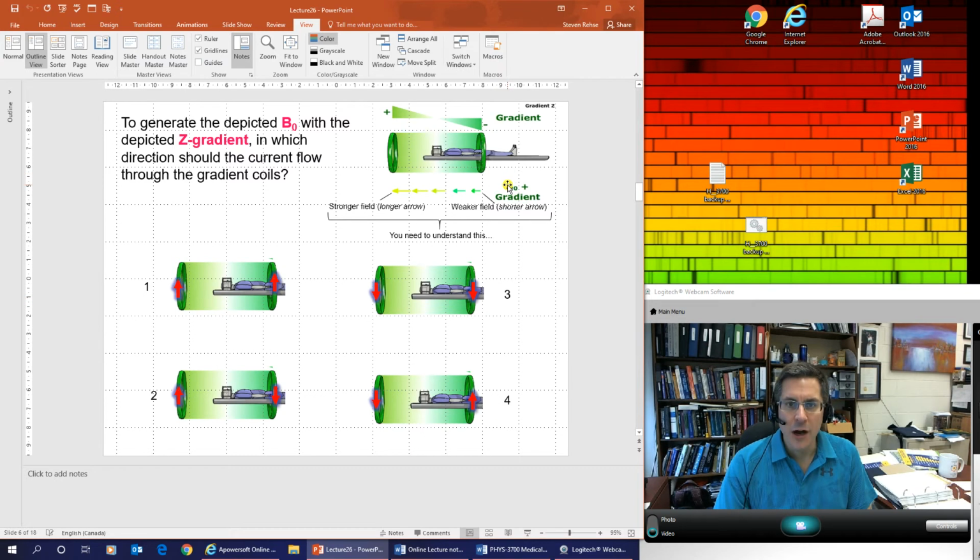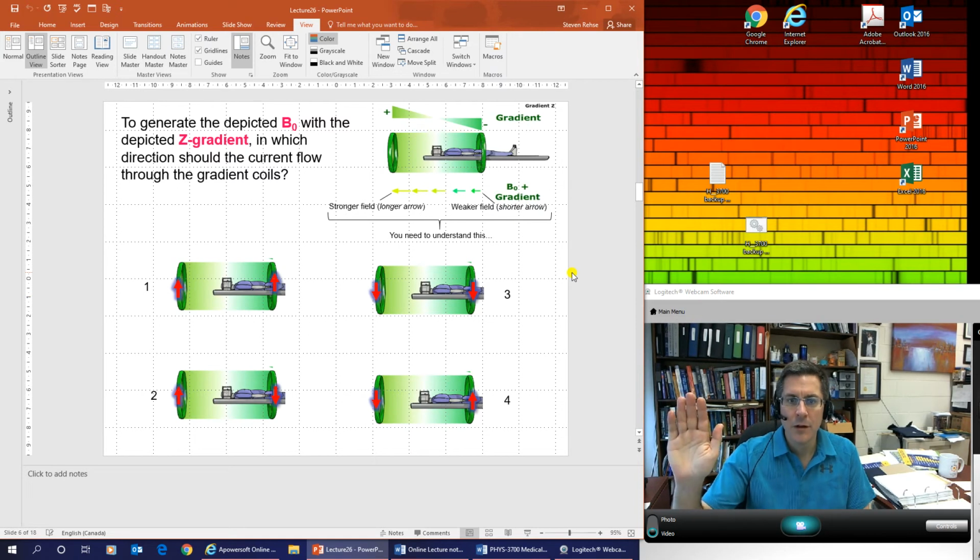B-naught, the main magnetic field from the superconducting magnets, is always going in one direction. In this case, they're showing it's going from the feet down to the head, always right to left in this picture. You're superimposing a change in the field such that that magnetic field, always pointing right to left here, is a little weaker at their feet and a little stronger at their head. So you need to flow current through these coils to make a field that's superimposed on top of it to make it weaker here and stronger down here. So how are you going to do that?